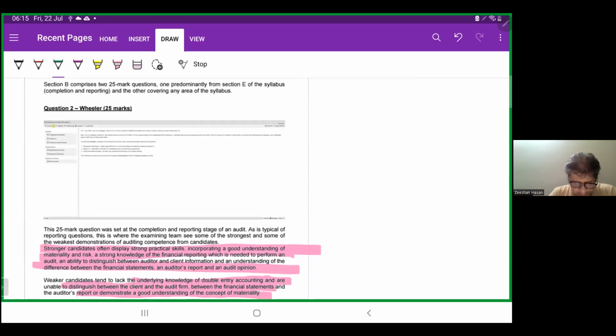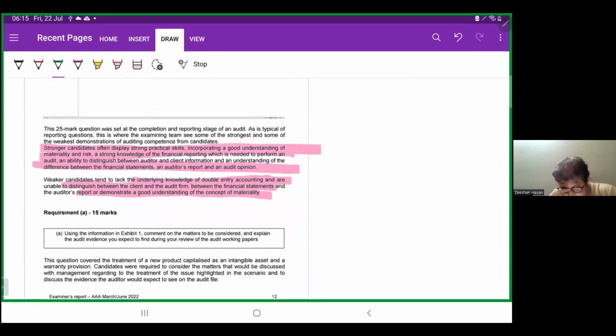Now, in Section B, this 25 mark question was set at the completion and reporting stage of an audit, as is typical of our reporting questions. This is where the examination team see some of the strongest and some of the weakest demonstrations of auditing competence from candidates. Stronger candidates often display strong practical skills, incorporating a good understanding of materiality and risk, a strong knowledge of the financial reporting which is needed to perform an audit, ability to distinguish between auditor and client information, and a clear understanding of the difference between financial statements, the audit report and an audit opinion.